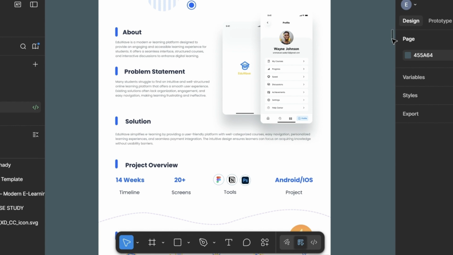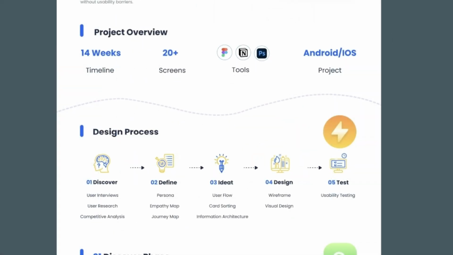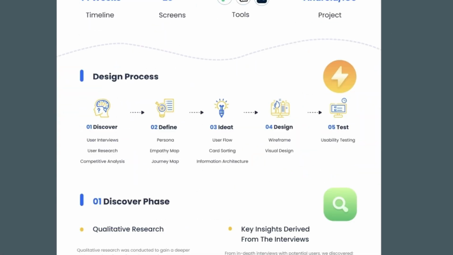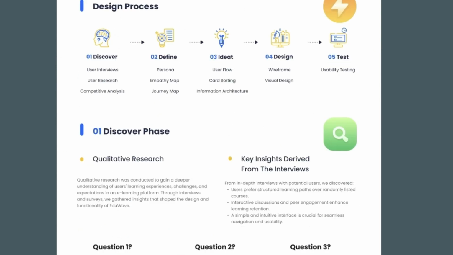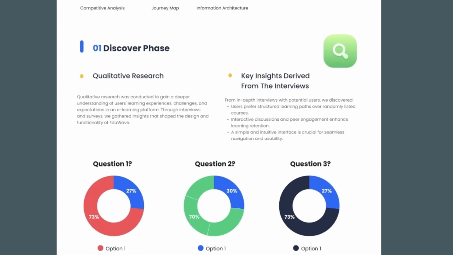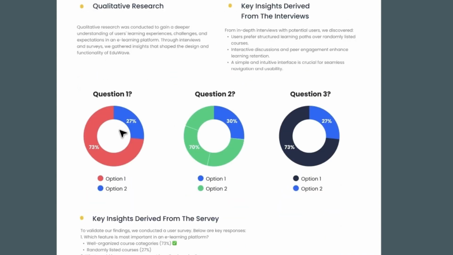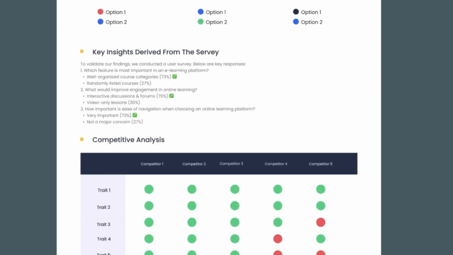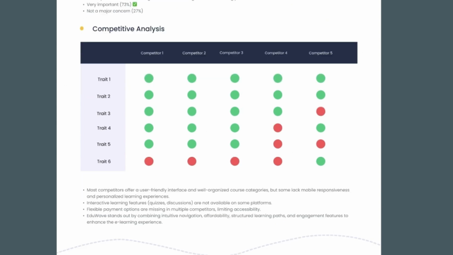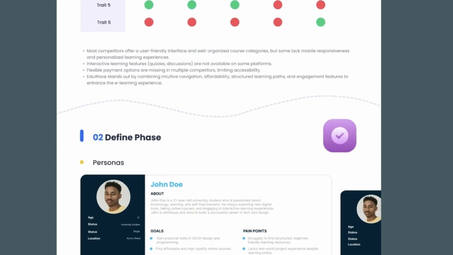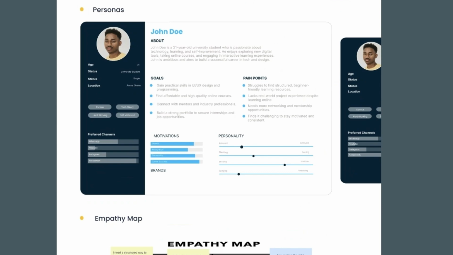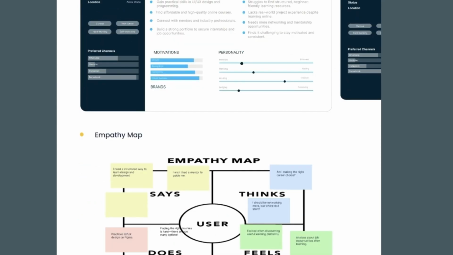So with this template here, we have the project overview and then we have the design project. All these are part of the research, the design process, and then the discover phase, where we use these circles to show the questions and the phases, etc. And then the competitor analysis is also part here, and then we also have the personas. All right, and then the empathy map, it's all included in the template.